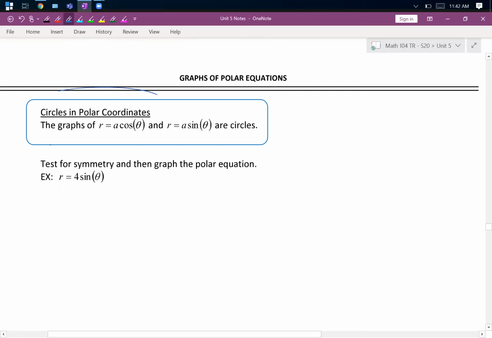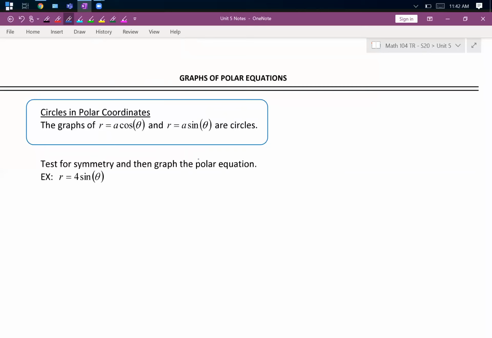So I've put these in classifications of graphs. Any equation of the form r equals a cosine theta or r equals a sine of theta is going to produce a circle. Honestly, I don't remember that stuff. I feel like once I get the points, I can just figure out what shape it's going to be. So that's not something that I personally choose to memorize.